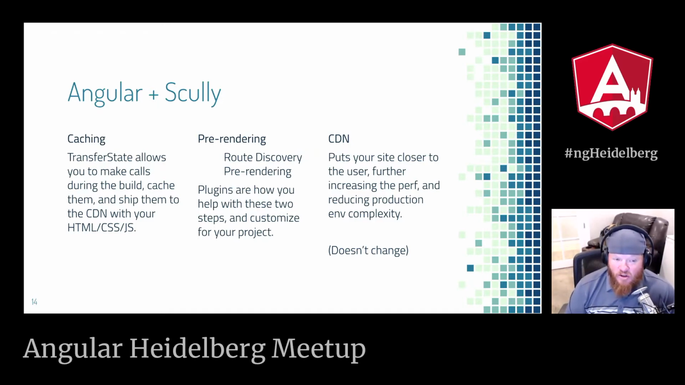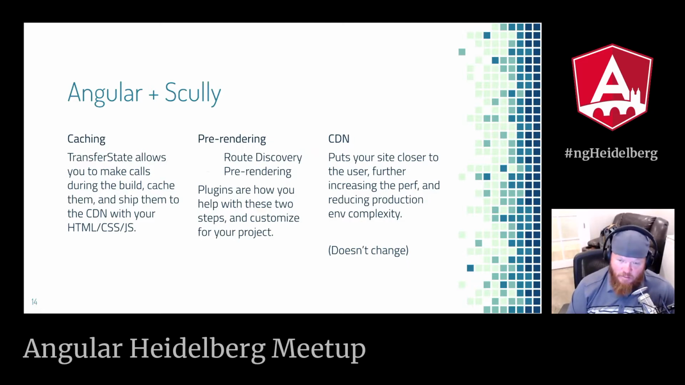So Scully has a tool called transfer state that allows you to cache some of your API calls, right? And it takes one line of code to do. I'm going to show you how to do it in a few minutes. And it's very, very simple to cache some of your content calls at the time that you build your app. It's very, very cool, and it's very, very simple to do. Scully abstracts it into a one-line call.